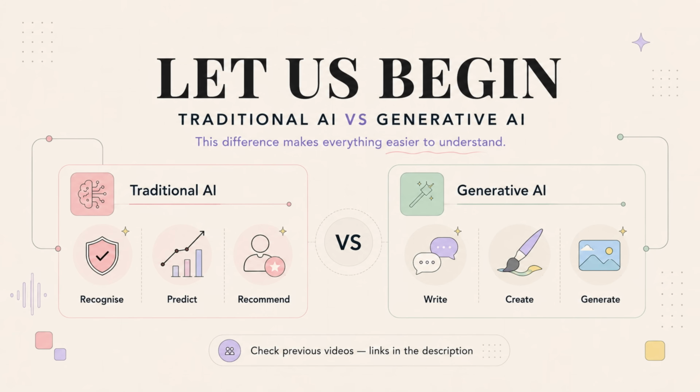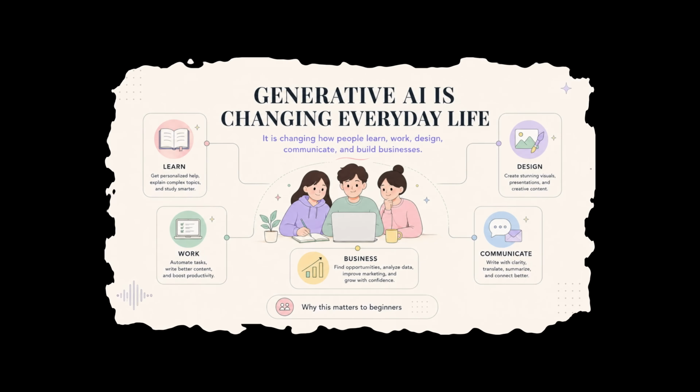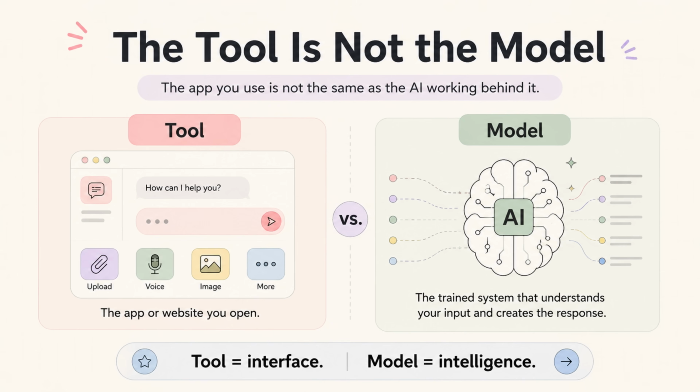Now, let us understand what is actually happening inside generative AI. To understand generative AI, we must separate two things: the tool you use and the model working behind it. A tool is the app or website you interact with. It gives you the chat box, buttons, file upload, voice mode, image features, and other controls. The model is the trained AI system.